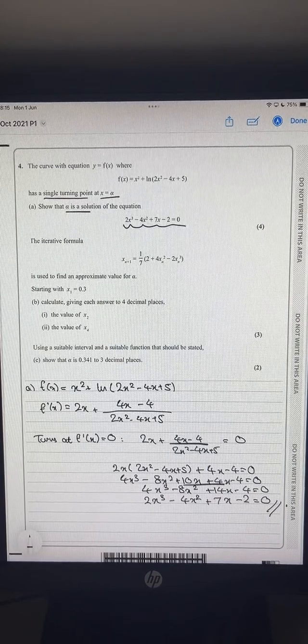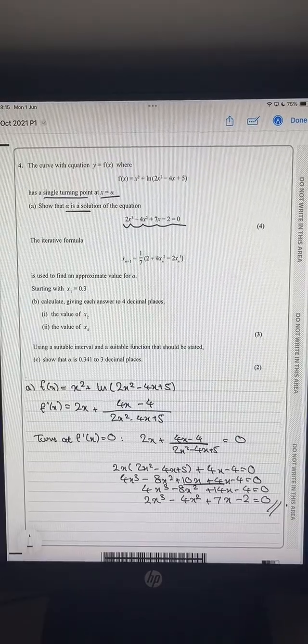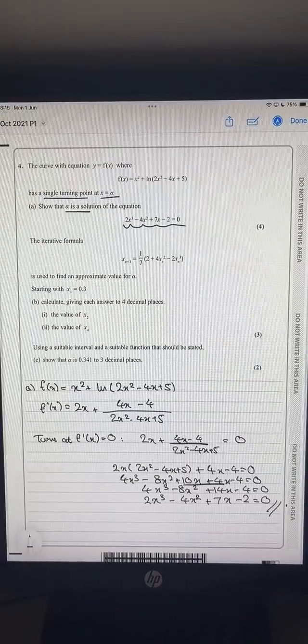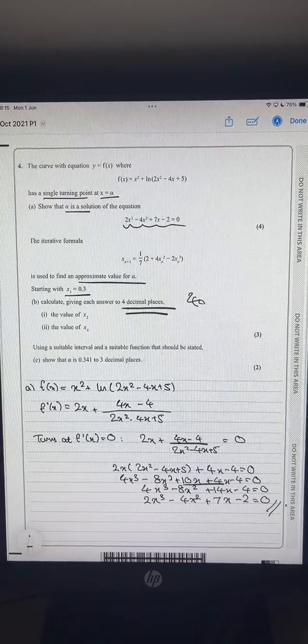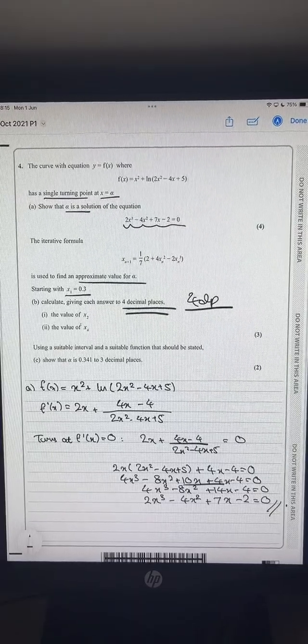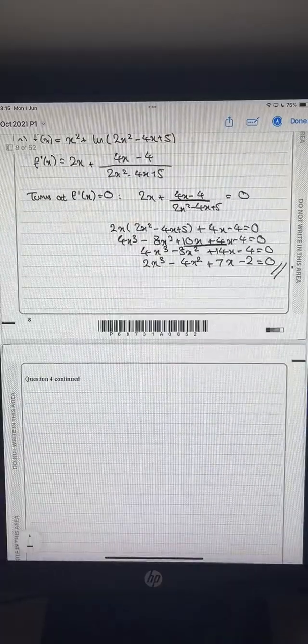Then they tell me that the iterative formula, x(n+1) equals this thing over here, is used to find an approximate value for alpha. Starting with x1 equals 0.3, calculate each answer to 4 decimal places. I'm going to write 4dp over here so I know. The value of x2, then the value of x4. So this one is just an iteration question.